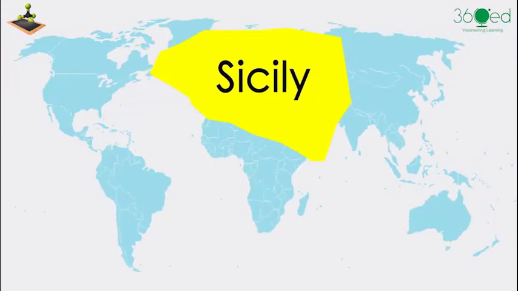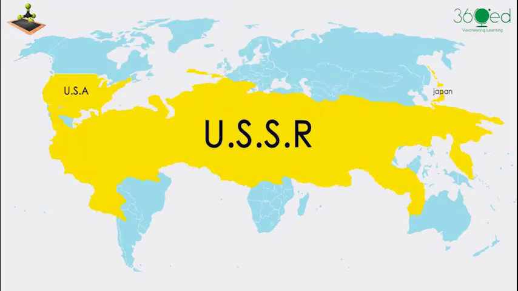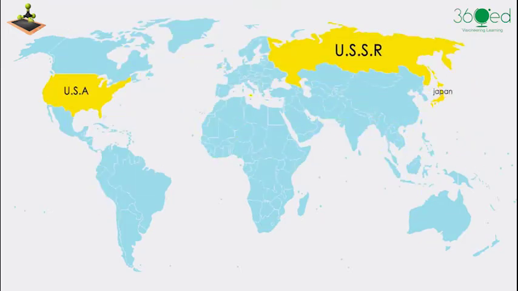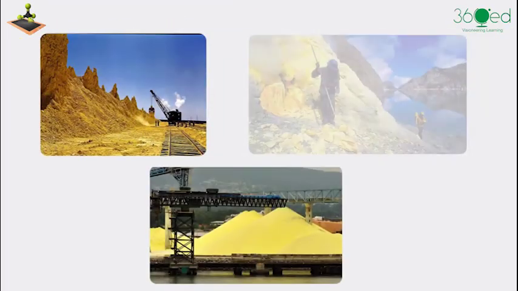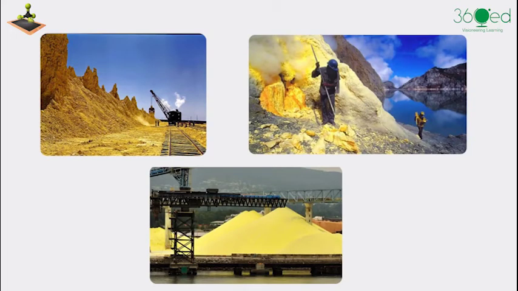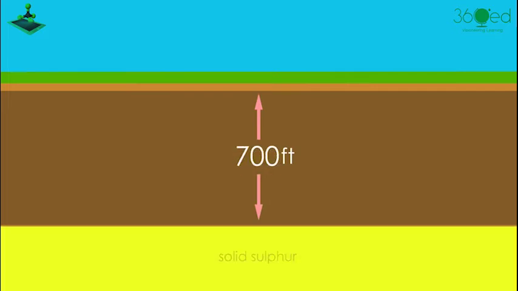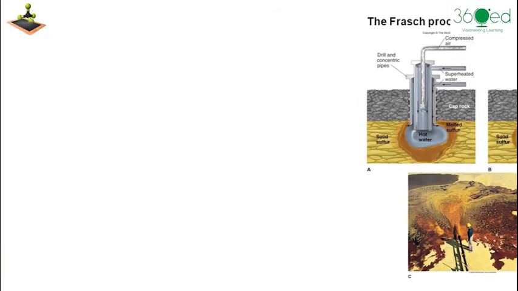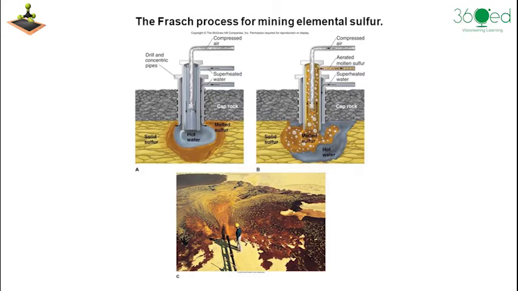Free sulfur occurs in Sicily, Japan, USA, and USSR. Different processes are used in mining sulfur according to the nature of the deposits. Sulfur is deposited at about 700 feet below the Earth's surface. It is mined or extracted by the Frasch process.